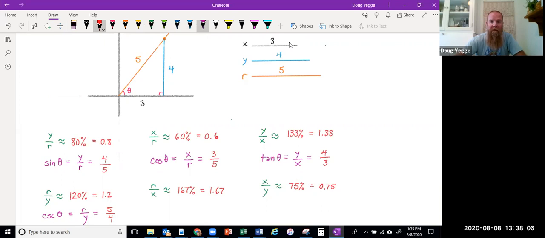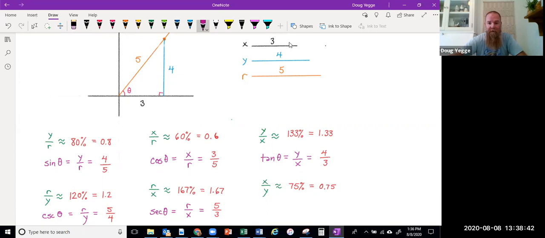If we take a look at secant of theta, okay, we can see that by definition, secant of theta is the reciprocal of cosine, or in other words, r over x, and therefore secant of theta is simply 5 over 3. Again, 5 is bigger than 3, so this ratio is bigger than 1. So secant of theta is 1 2/3, which again is 1.67.